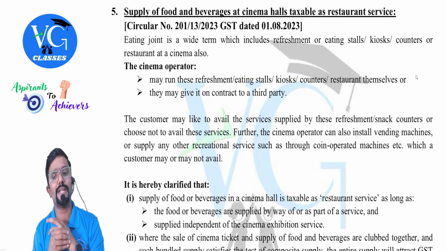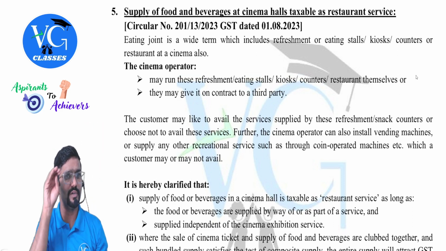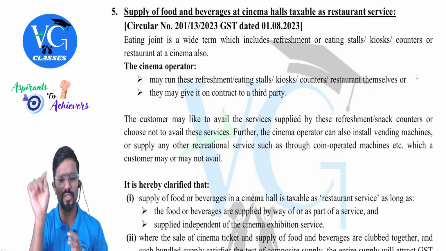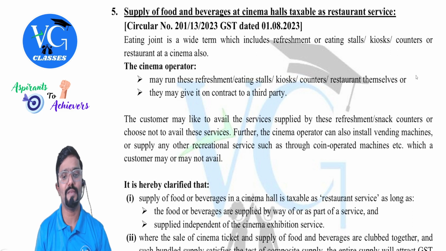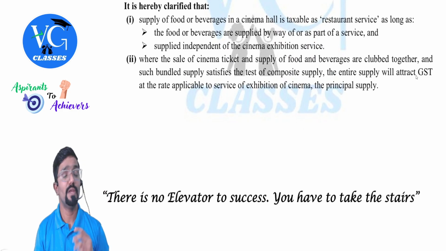Further, the cinema operator can also install vending machines, as I told you. You just put in the money and you get whatever you want, so you can choose there. Or they may supply any other recreational service, such as coin operated machines, which a customer may or may not avail. It is hereby clarified that, ultimately, what is the clarification? Important, guys, they are asking questions on this.